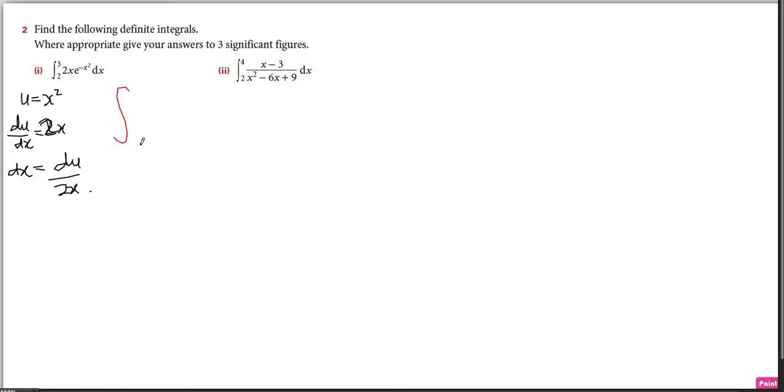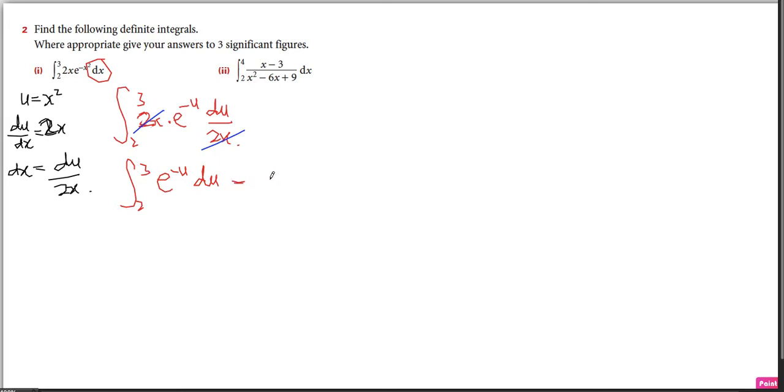Now, integrating that between 2 to 3, and dx is du over 2x. I've subbed that, so 2x is already there, that is already existing. So that's 2x, and then e to the power of negative u. These two, 2x and 2x, I can cancel, that's gone. So what's left here is the limit 2 to 3, e to the power of negative u in terms of u.